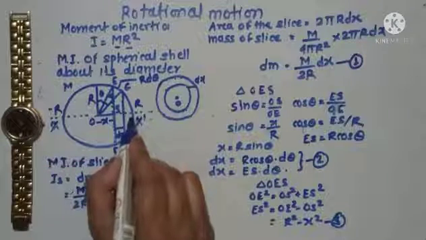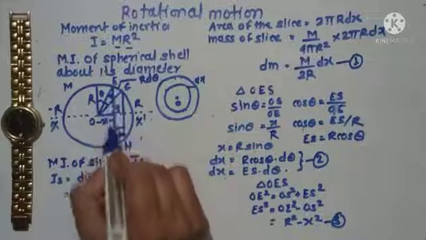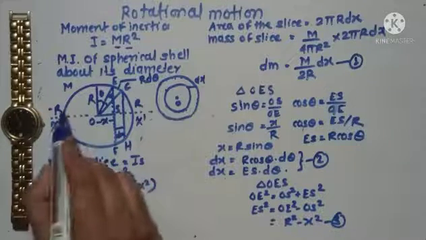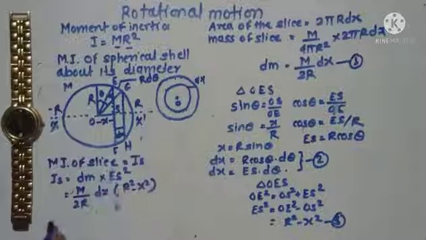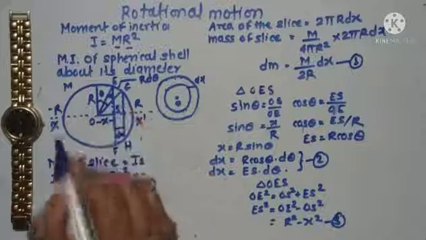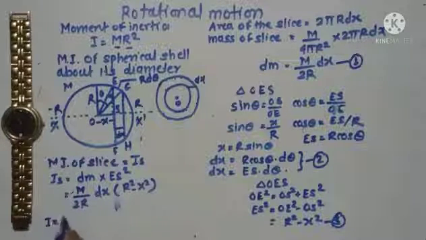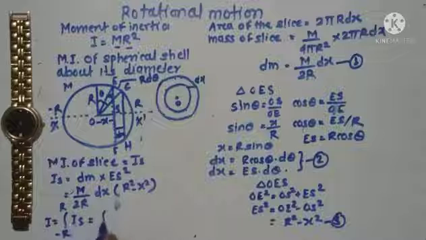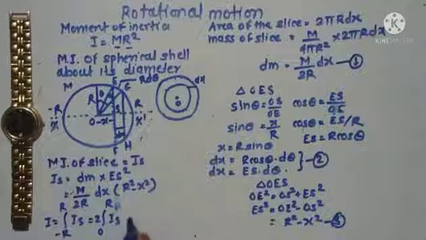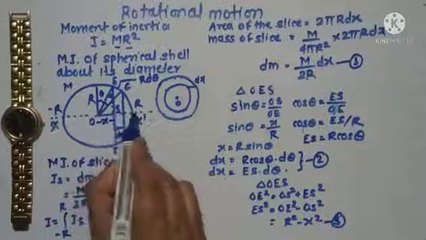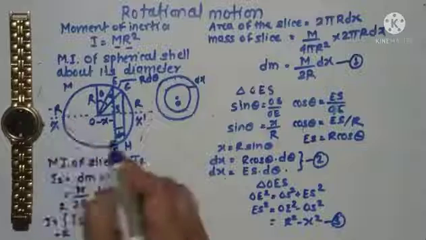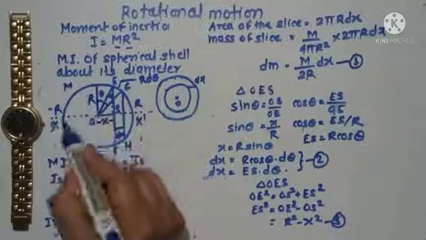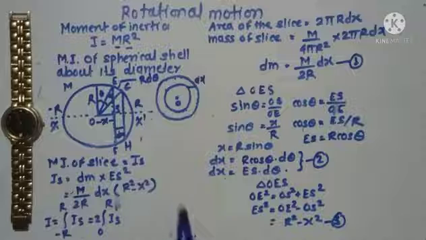Now if I take the integration of all these thin slices running from minus r to plus r, I can get the total moment of inertia of the spherical shell. So this I is given by the integration running from minus r to plus r. And it can also be written as 0 to r into 2 times. If I take the integration from 0 to r two times, this will also give me the moment of inertia of a spherical shell about its diameter.